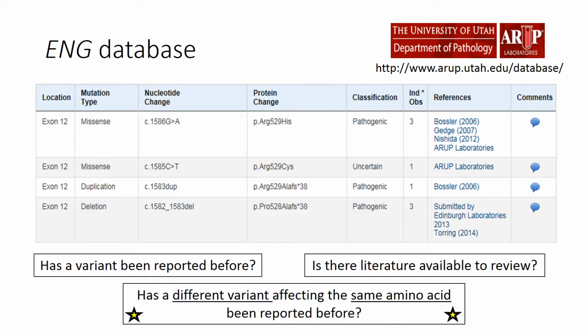Sorting can allow you to see the types of variants generally considered to be pathogenic or likely pathogenic. Scrolling through can also help identify other reported variants that might impact the same amino acid as your variant of interest, which is an important criteria in variant interpretation.